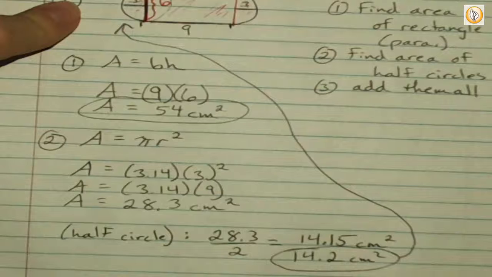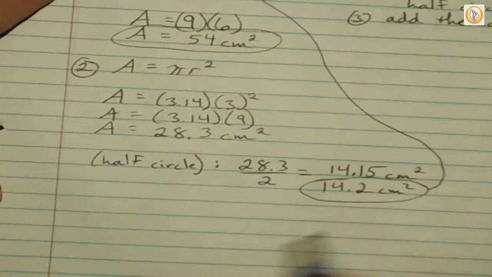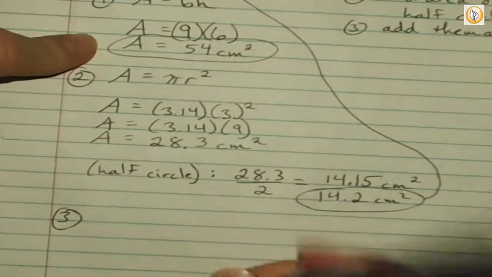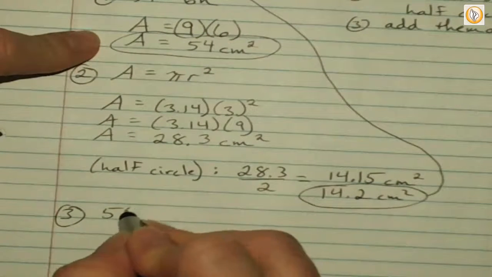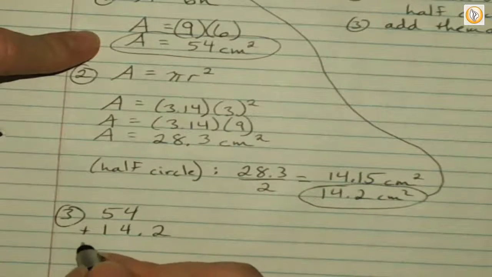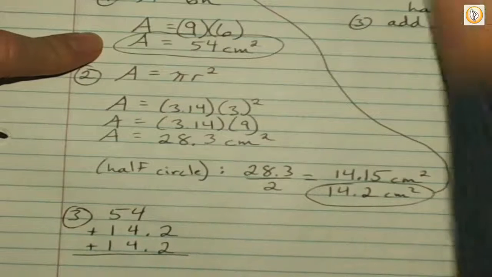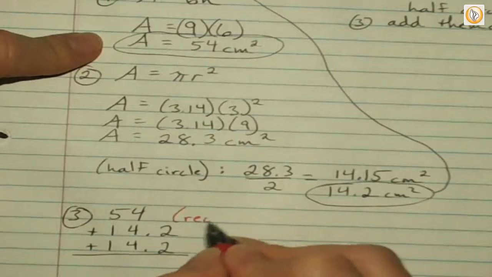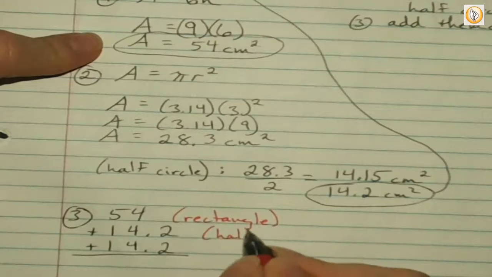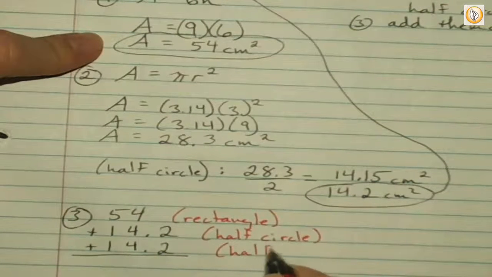How many half circles do we have? 2. So then, do I need another one of these? Yes. So then I'm going to add. Step 3 is add them all. So I have 54 plus 14.2 plus 14.2. This is the rectangle, half circle, and half circle.